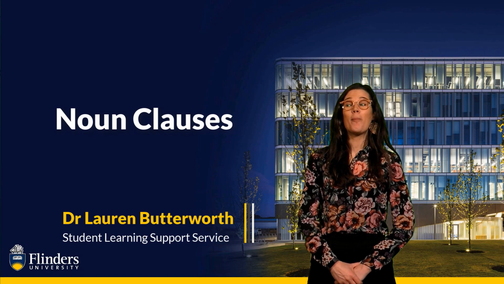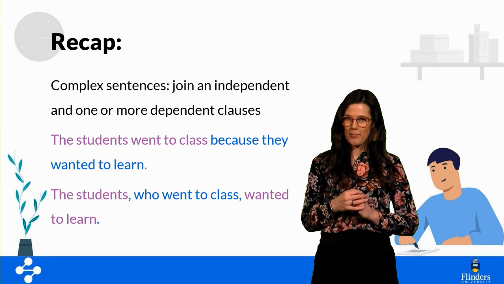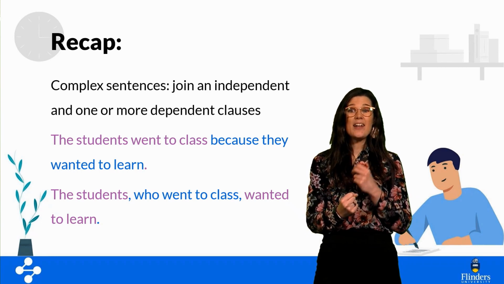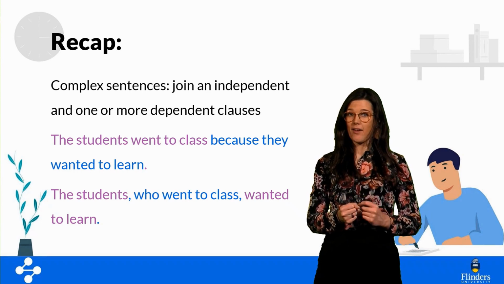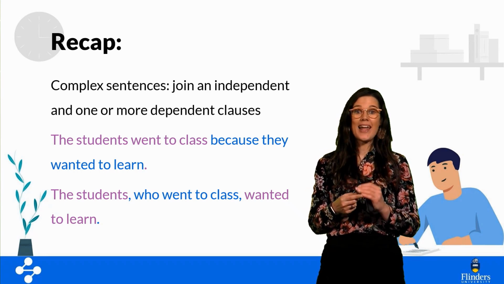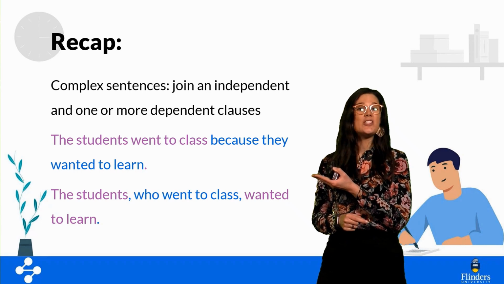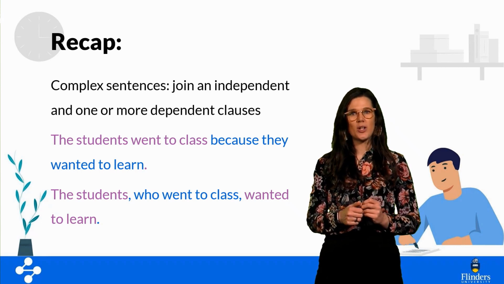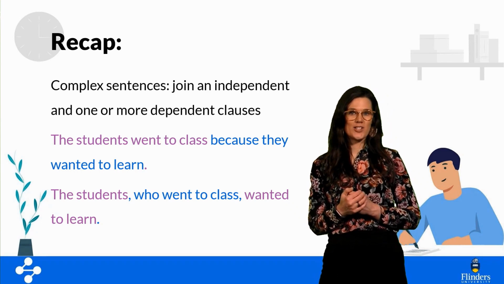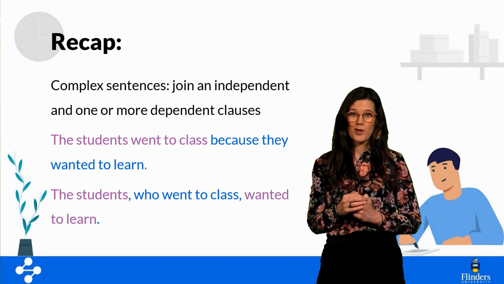Today we are going to talk about noun clauses. But first, let's quickly recap. Complex sentences are those that join an independent and one or more dependent clauses together. And hopefully you've already watched the videos on complex sentences and on adverbial clauses, which is the first type of dependent clause. For example, the students went to class because they wanted to learn. And relative clauses, the students who went to class wanted to learn. Noun clauses are our third type of dependent clause, and that's what we're going to focus on today.